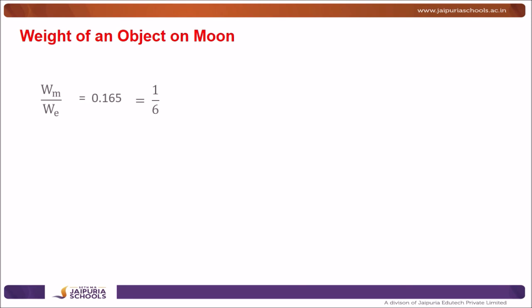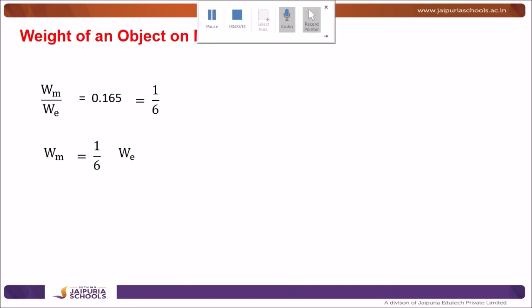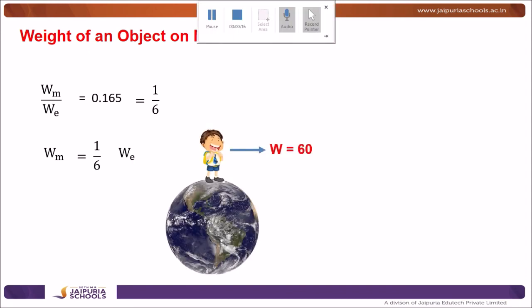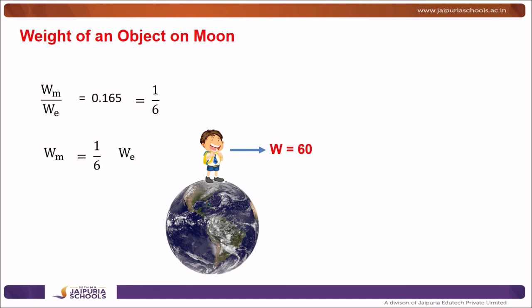So students, now we have this value, that is Wm upon We is equal to 1 upon 6. But the question is, what is its significance? So students, from this equation we can write that Wm is equal to 1 upon 6 We. Let's understand this. Suppose your weight on the earth is 60. So now my question is, what is your weight on the moon?